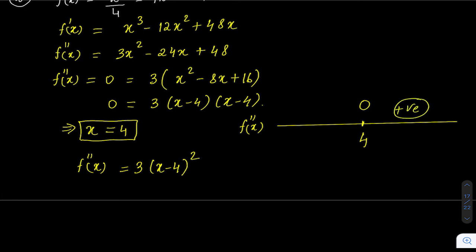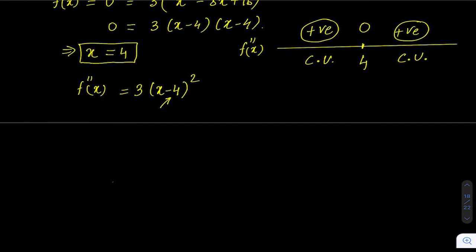Right? We can see this easily. Now, when x is less than 4, inside the bracket we have a negative, but because it's a square, it will again become positive. So now you can see in this case at 4, even though f double dash is 0, this is not a point of inflection because the concavity is not changing. This is concave up, this is again concave up. So there is no sign change. So we can say x equal to 4 will not give you a point of inflection.